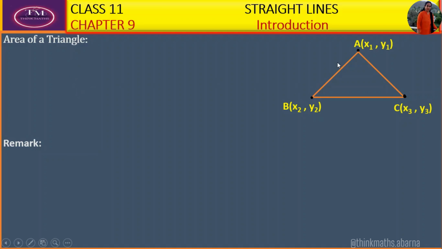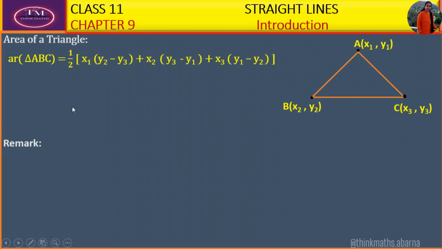Okay. So this is the triangle. In a triangle you have three vertices: A (x1, y1), B (x2, y2), C (x3, y3). So what is the area of the triangle? It is nothing but 1 by 2 into x1 into (y2 minus y3). So the point x1 is here.